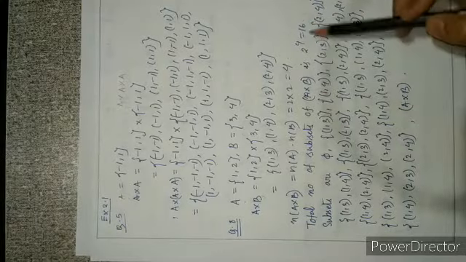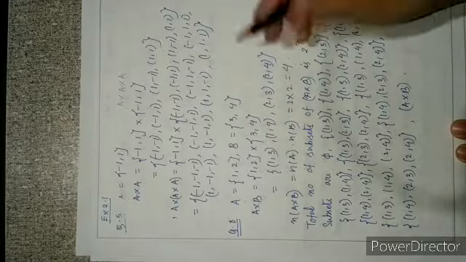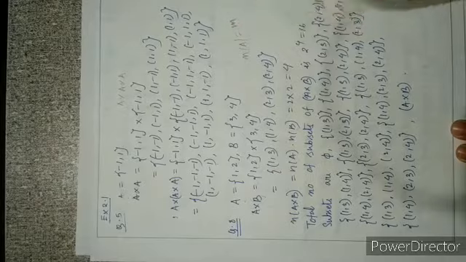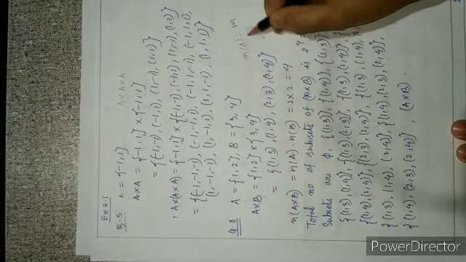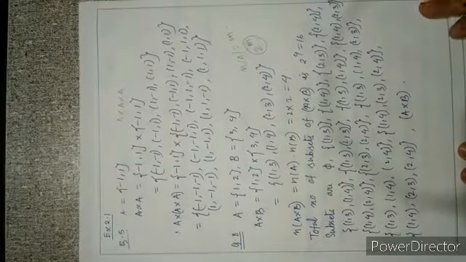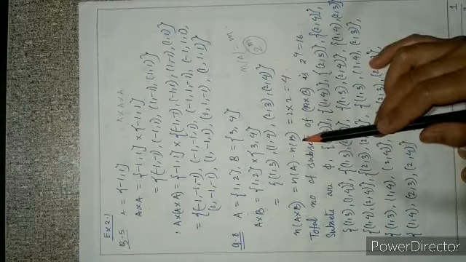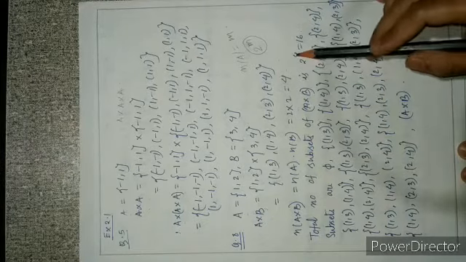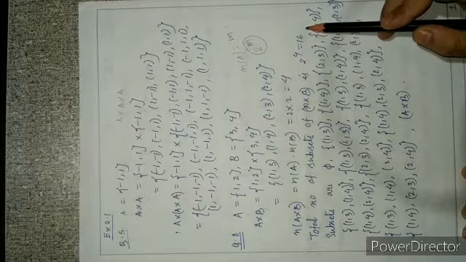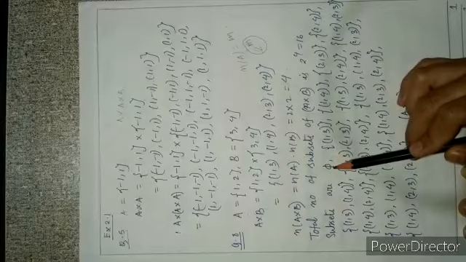Now how many subsets does A cross B have? If A is a set of M elements, the total number of subsets is given by the formula 2 to the power M. Since A cross B has 4 elements, the total number of subsets of A cross B is 2 to the power 4, which is equal to 16. Now let us list all the subsets of A cross B.